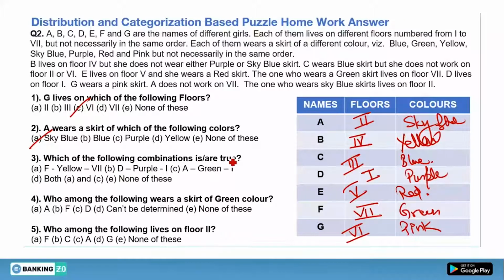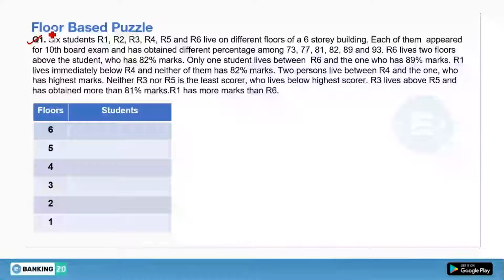Which of the following combinations is true? F yellow 7? F green, no. D purple 1? D purple 1, yes, this is correct. Option B. Who among the following wears a skirt of green color? Green color skirt is worn by F, option B. Who among the following lives on the second floor? On the second floor, A is living. So option C.